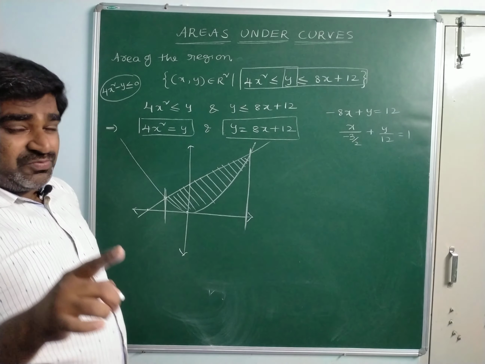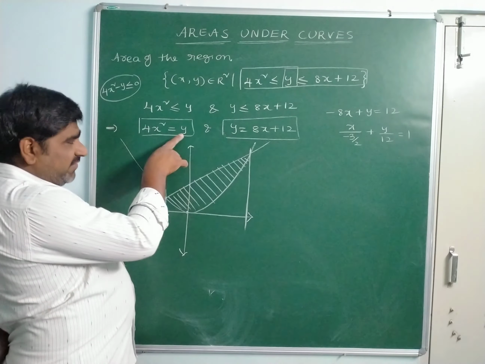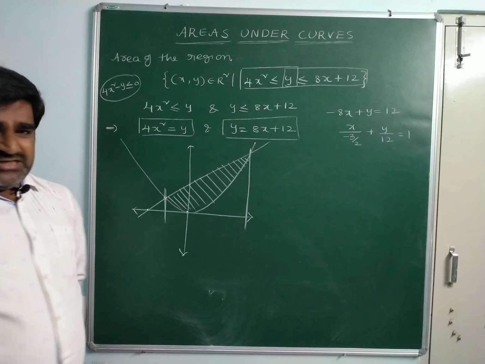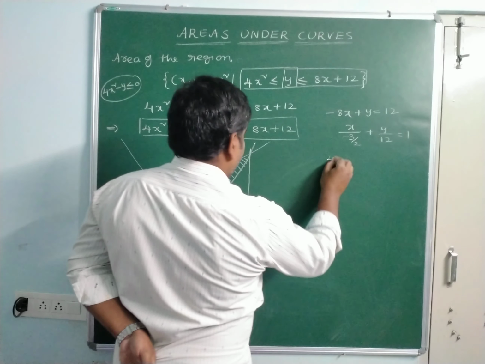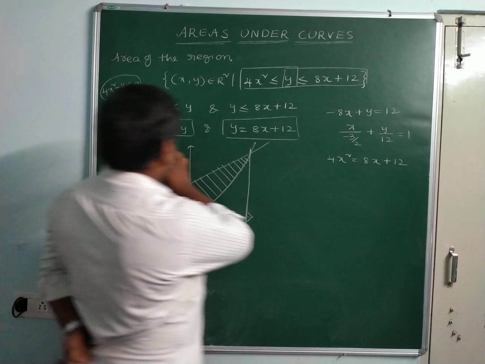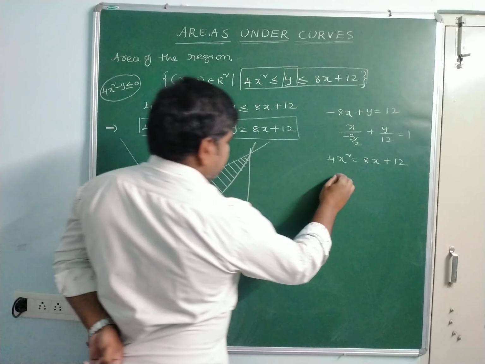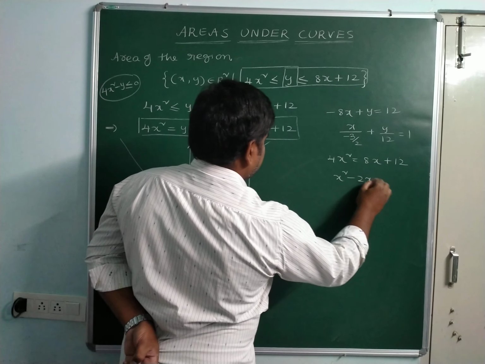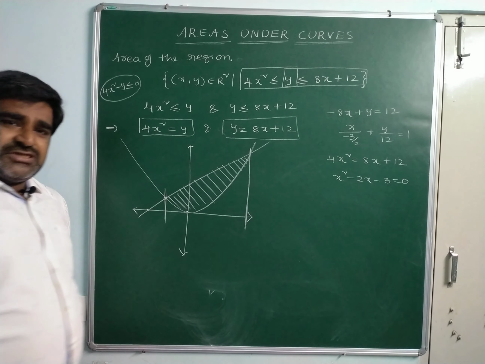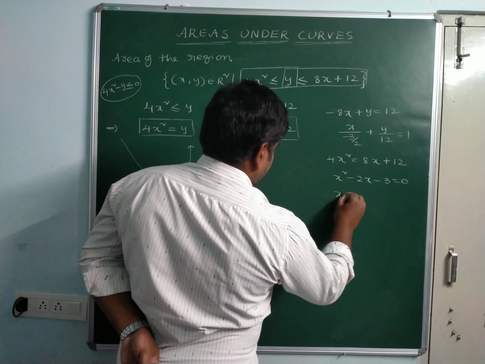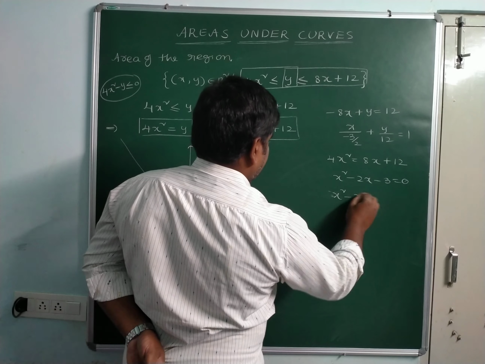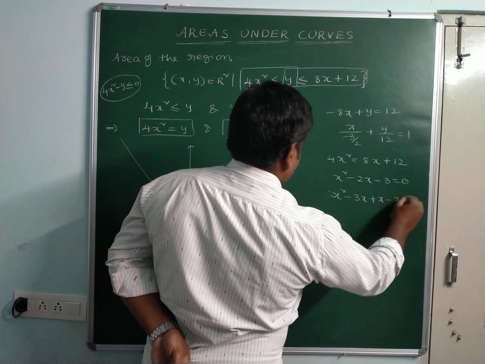So how do you find out those 2 points? See, this is the value of y equal to 4x square. This is also the value of y equal to 8x plus 12. So equate those two. 4x square is equal to 8x plus 12. This is x square minus 2x minus 3 equals to 0. So this is x square minus 3x plus x minus 3 equals to 0.